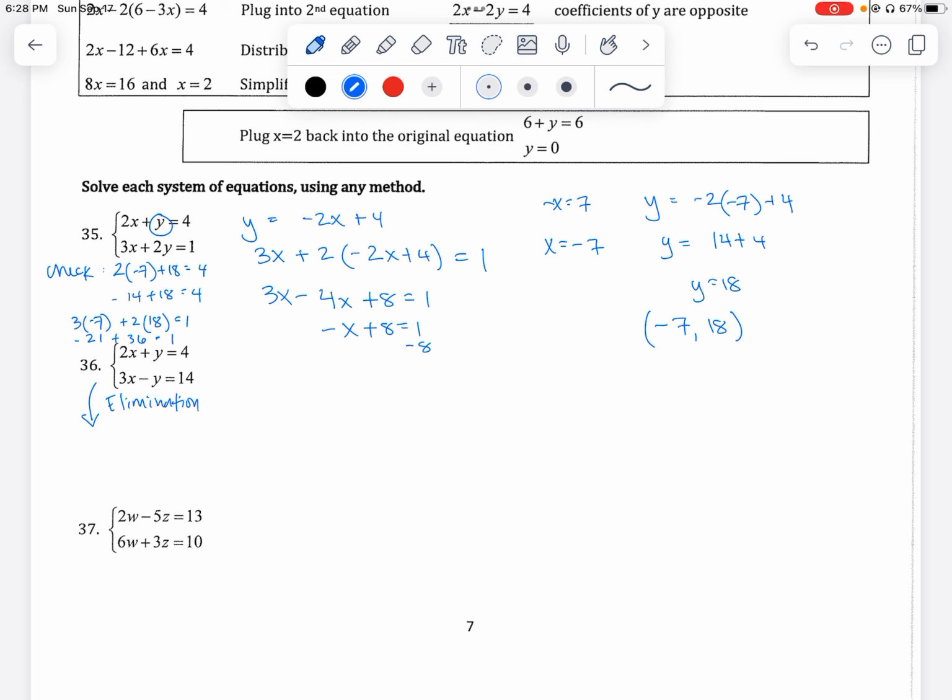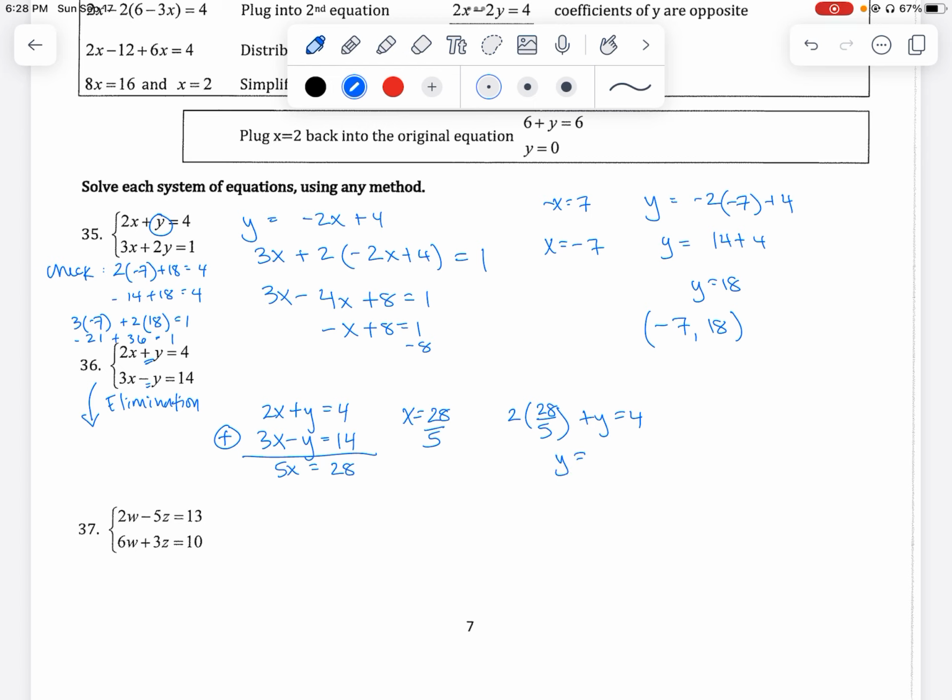Elimination, we want to get the same coefficient when we look at the two equations in front of one of the variables. I see that y has a 1 in 2x plus y equals 4, and 3x minus y equals 14. And so I can eliminate the y's by addition, which means that 2x plus 3x, that's 5x, plus y minus y, they cancel, equals 28. And I get that x is equal to 28 over 5. And then I'm going to do the same process and take 2 times 28 over 5 plus y equals 4. Simplify that and be able to solve for y.